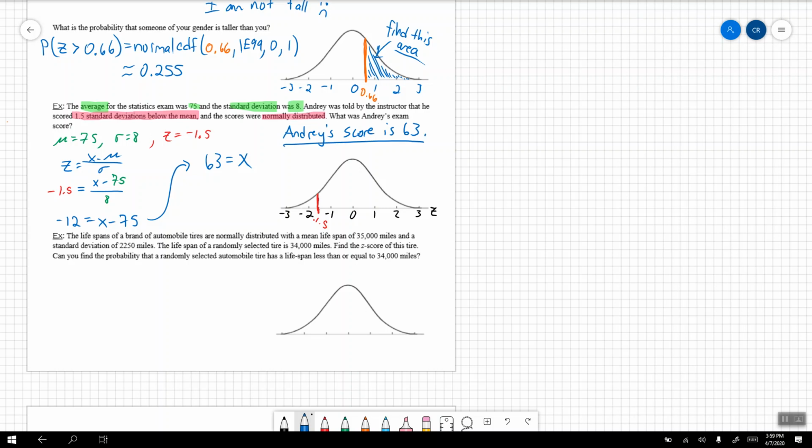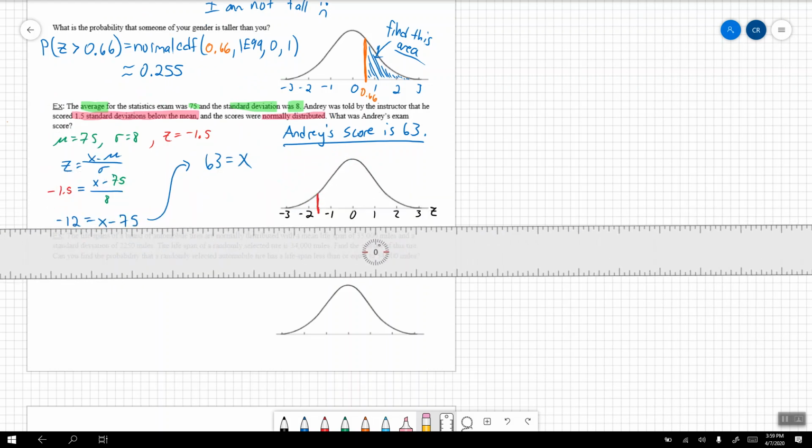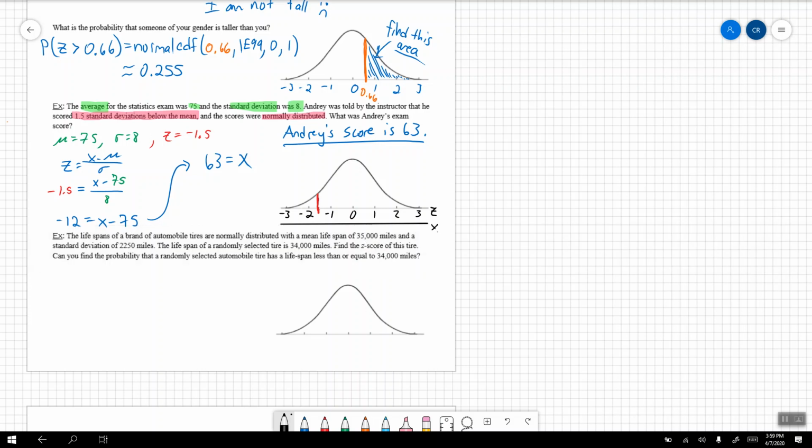Now, one of the things that I like to do is get another axis here. And this other axis, the one that will sit right below the original z-axis, I typically want to call this the x-axis. Because whether you have x or whether you have z, you're still going to have the exact same answers. Now here, if I use the x values, then I'm only using the x values that I was given. The mean is 75. The standard deviation was 8.